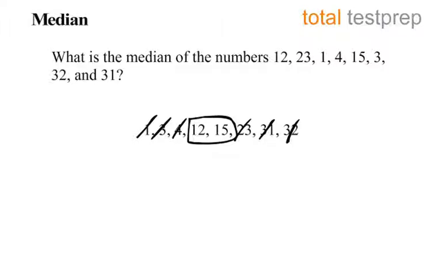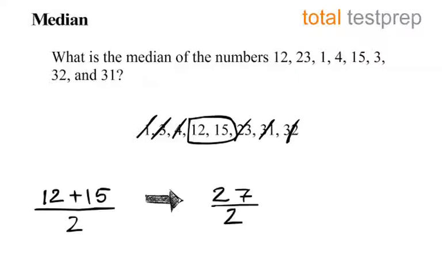Which one of these is the median? Well, it turns out that neither one is the median. You have to find the average of the two numbers. In this case, the average of 12 and 15, which is going to be 12 plus 15 divided by 2, or 27 divided by 2, or 13.5. Therefore, 13.5 is the median of the numbers above.